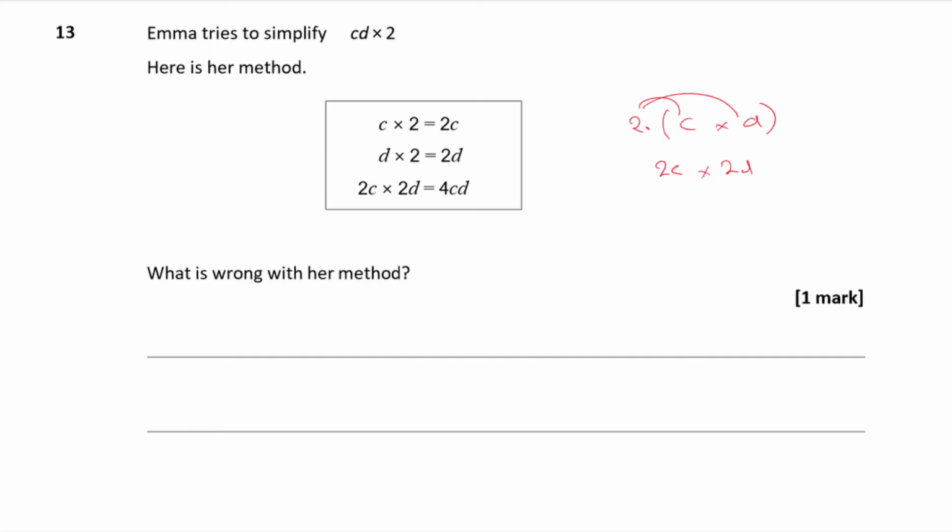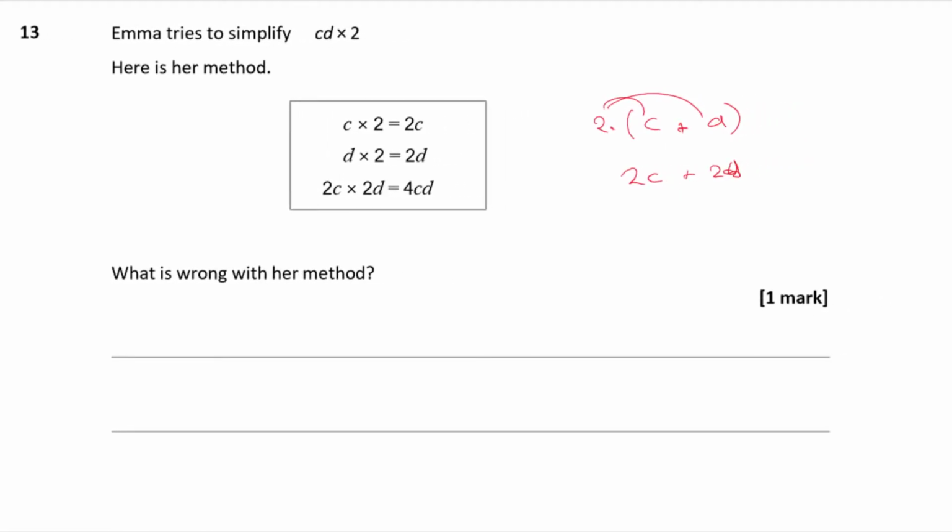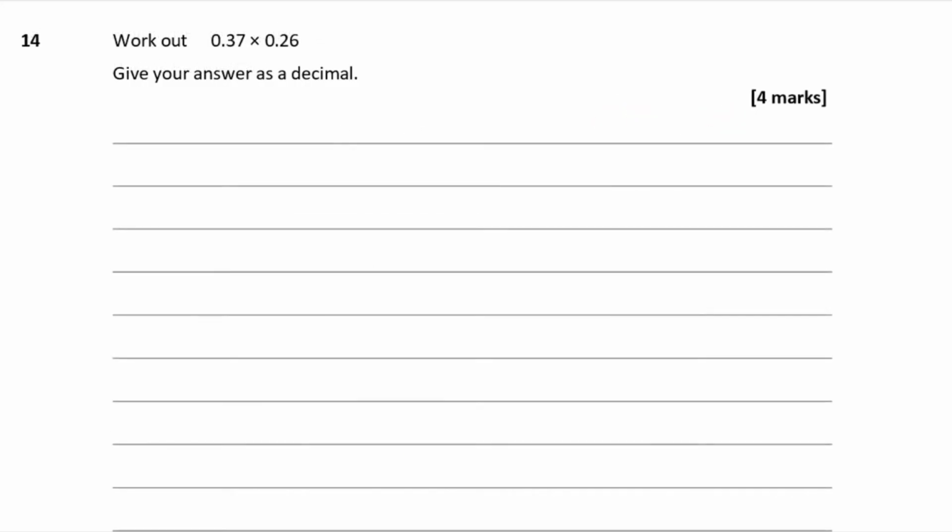But multiplication is not distributive over multiplication. It doesn't work. Now, you would do it like that if it was a plus. If there was a plus in the middle like that, that would work. That would give you 2C plus 2D. That would be fine. But with multiplication, it doesn't work. Multiplication is not distributive over itself. I guess I could just say CD times 2 is equal to 2CD. And I think I could put it in brackets. Multiplication is not distributive over itself.